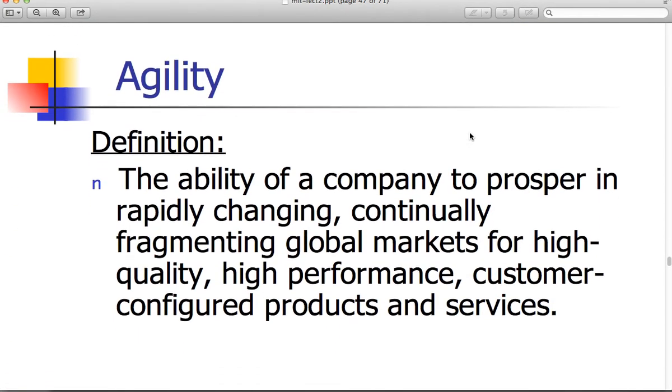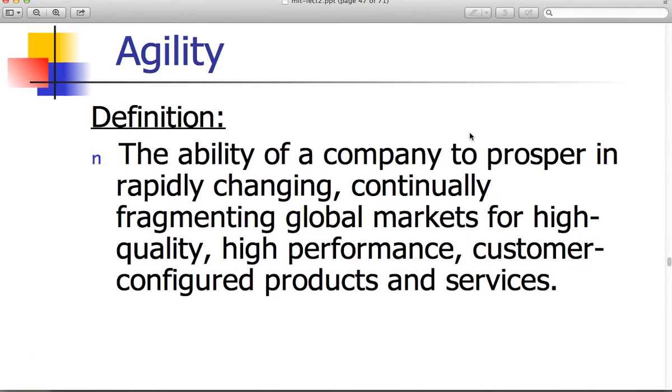I stopped at agility and the concept of agility, and that's probably one of the biggest buzzwords right now. Agile software development, agile this, agile that, agility this, agility that. It's like when people started using user-friendly as a buzzword. Actually, cloud is the same concept. Everything's cloud now. So what does it mean? Ability to change, to prosper in rapidly changing environments.